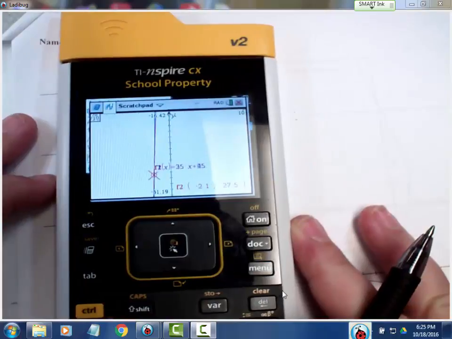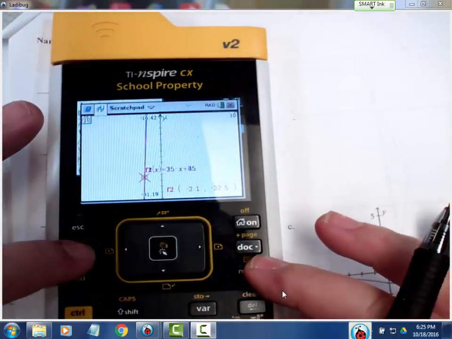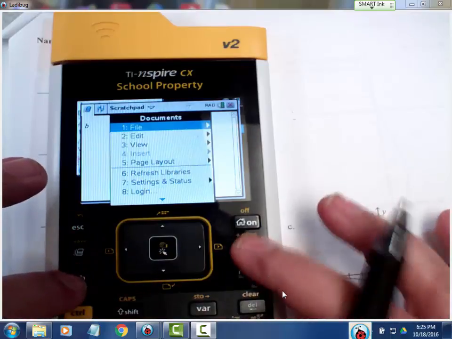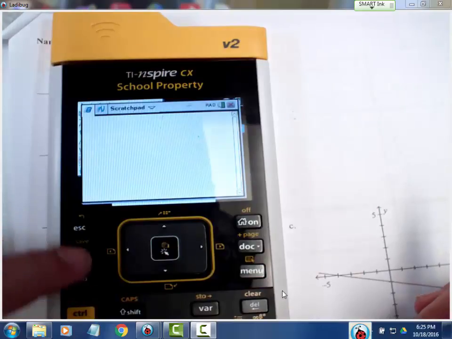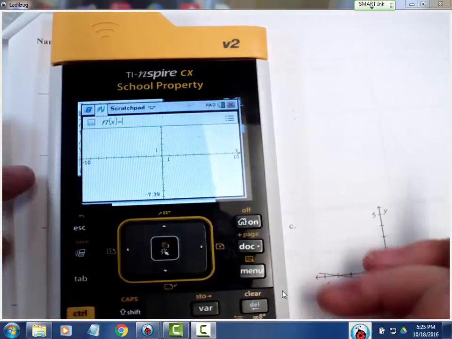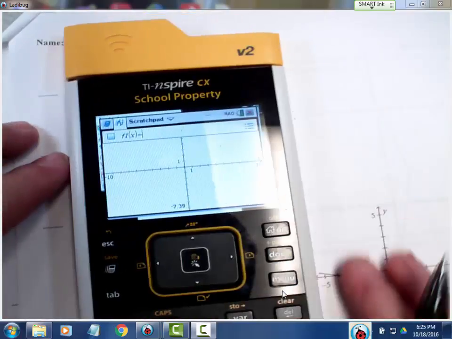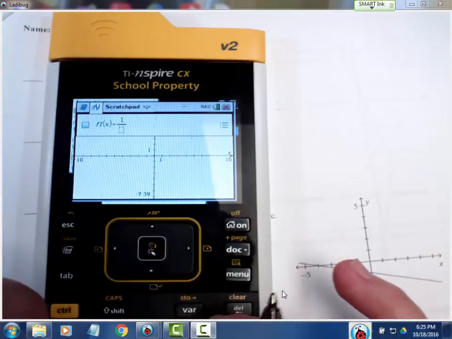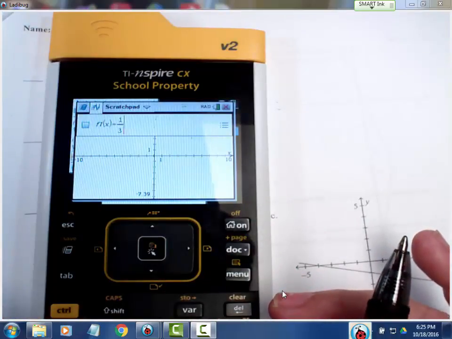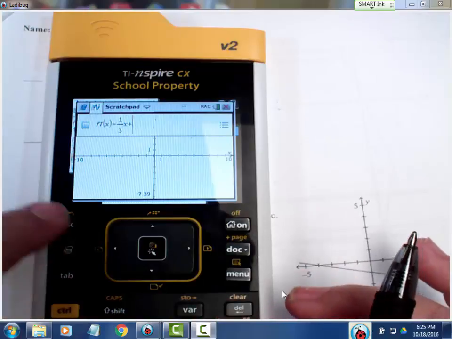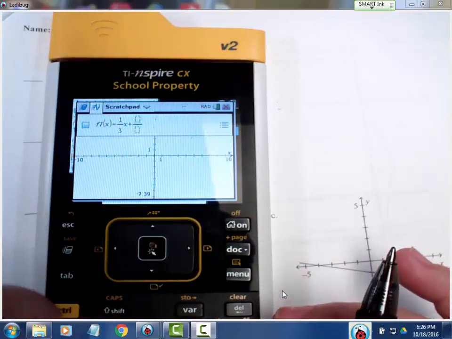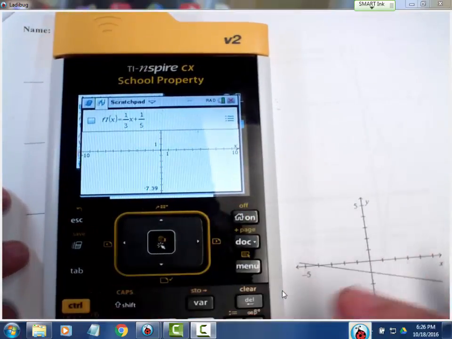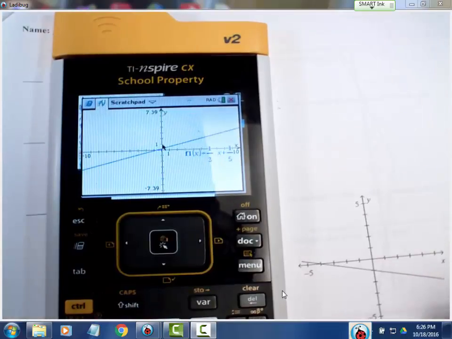Okay, so on your calculator, you want to get a nice clean graph. And you want to type in 1/3 x plus 1/5. So 1/3 x, control divide, 1/3 x plus, control divide, 1/5. Okay, 1/3 x plus 1/5. We hit enter, and we see this lovely graph.